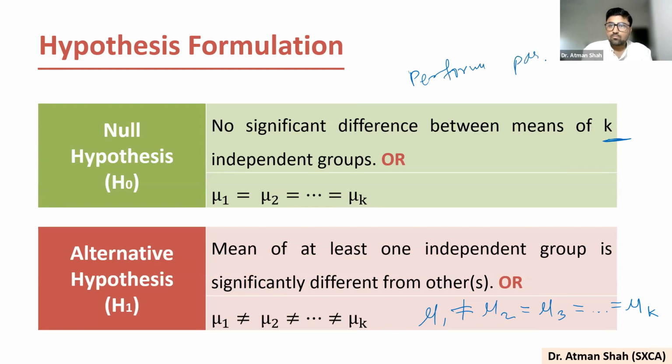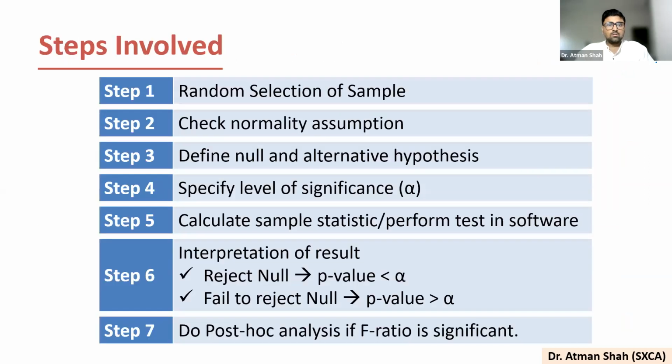Perform post hoc if H0 is rejected. Right? So first, random selection of sample. We collect the data randomly. Second, check the normality assumption. You need to check whether data is normally distributed or not. We have already discussed this, how to check the normality assumption with the help of explore command.